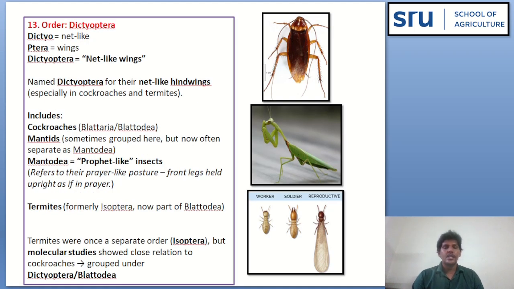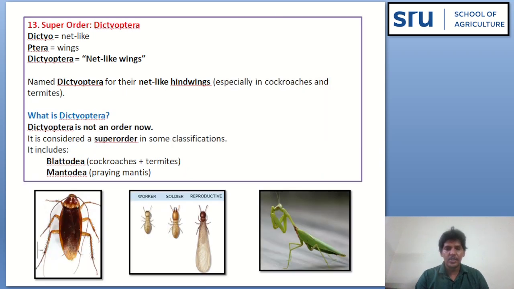Next order is the Dictyoptera. So now Dictyoptera, we are considering it as a superorder. Dictyo means net-like winged insects. What is Dictyoptera now? Dictyoptera is not an order now, it is the superorder.